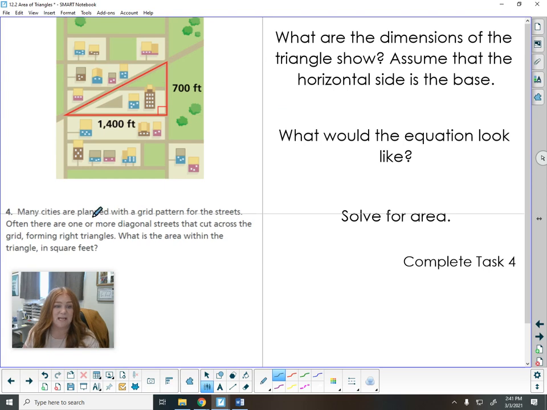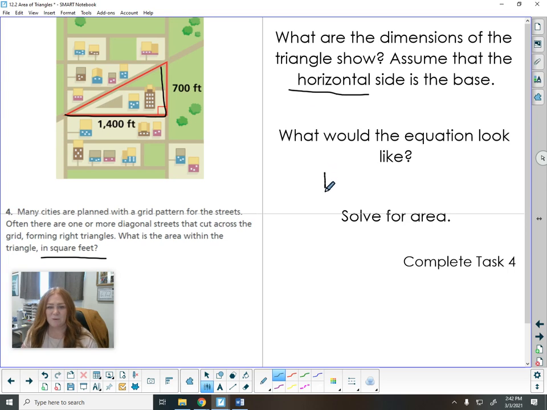So task 4 tells us that we have this city planned in a grid, and often there are diagonal streets that go across and form right triangles. We're going to find the area of the triangle in square feet. So what are the dimensions shown? Assume that the horizontal side straight across is the base. So here's our base. Here's our height. The base is 1,400. The height is 700.